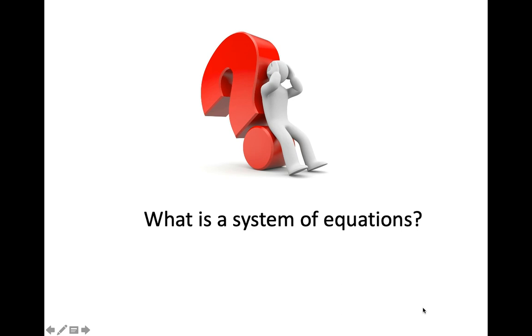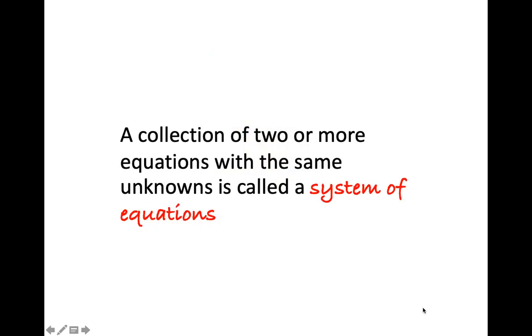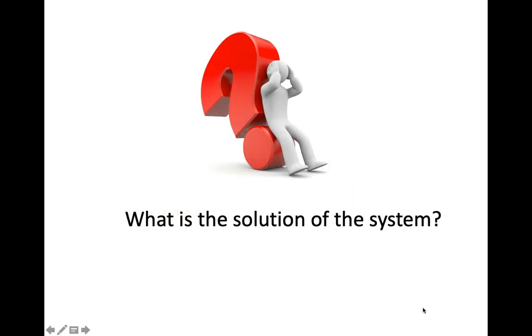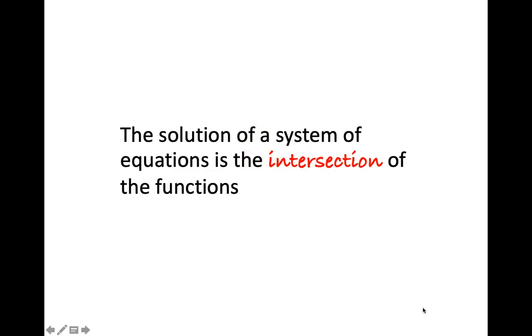First of all, what is a system of equations? A system of equations is where two or more equations with the very same unknowns are together. They're interacting together, and we call this a system or a collection of the equations. What is the solution of a system? Well, if you'll remember, the first thing we learned was about solving systems of equations by graphing. And what we discovered was the solution is where the two graphs intersect one another.